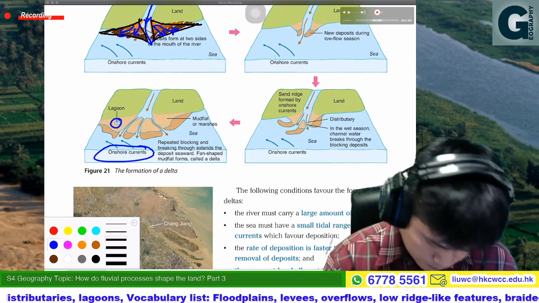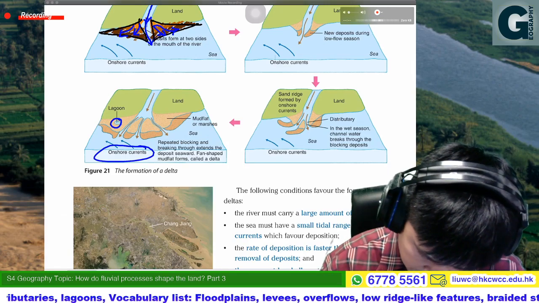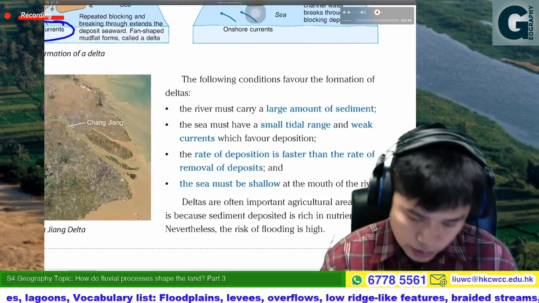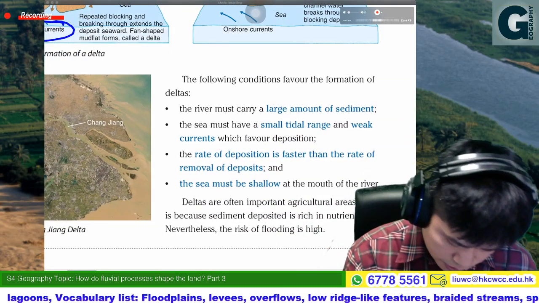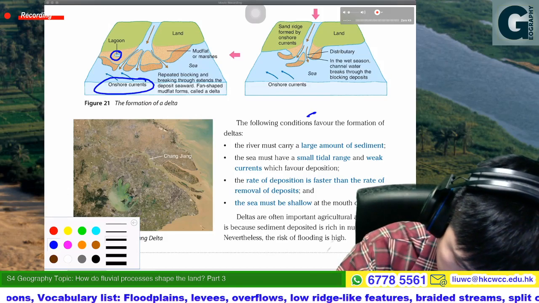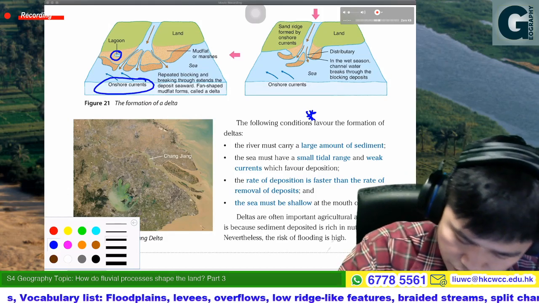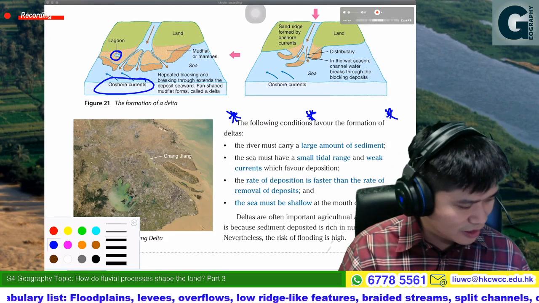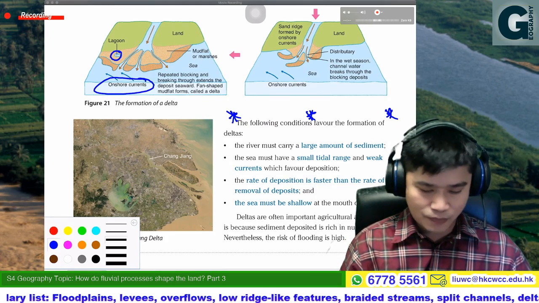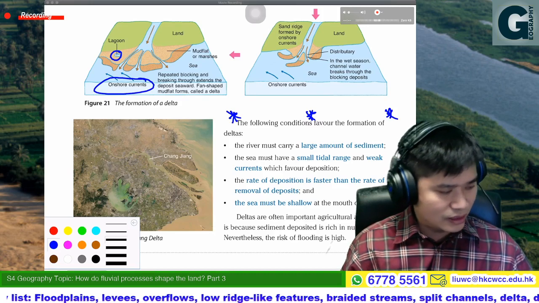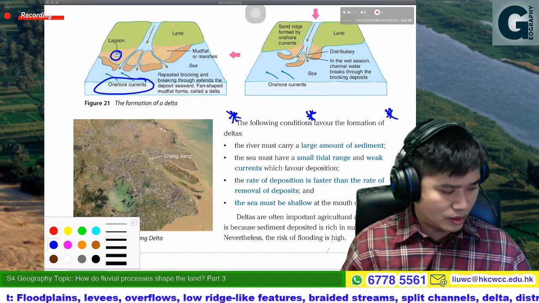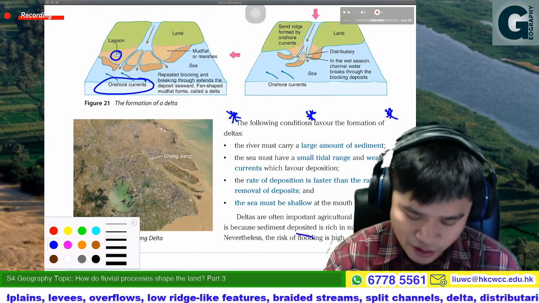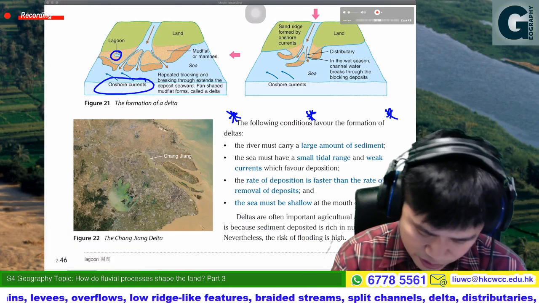So therefore, after that, what are the conditions that may favor the formation of delta? Okay, mark 3 star for that part. 唔該間低佢，呢一 part 係好重要嘅。 So the conditions that may favor the formation of delta.